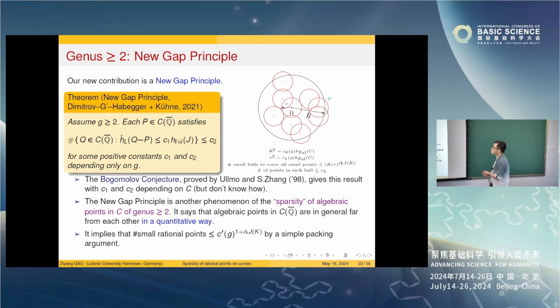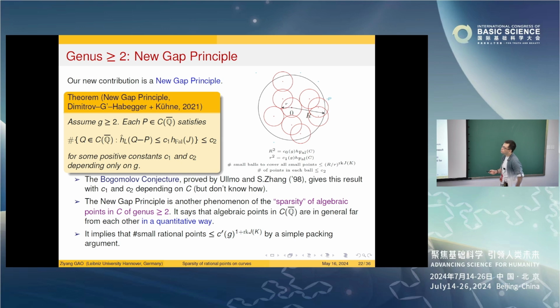This result is a combination of two results. With Dimitrov and Petsche, we prove it for large curves, which suffices to prove this rather uniform bound with K over Q. And Kühne proved this result for small curves. So you really combine these two results to get it for all curves. Again, this result doesn't come from nowhere. It is an explicit, quantitative and uniform version of the Bogomolov conjecture proved by Ullmo and Shou-Wu Zhang.